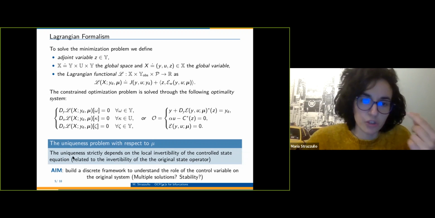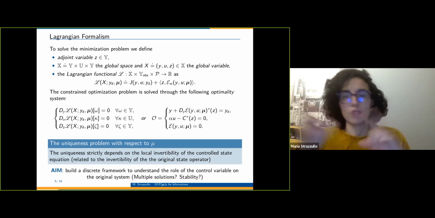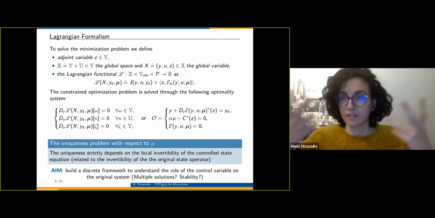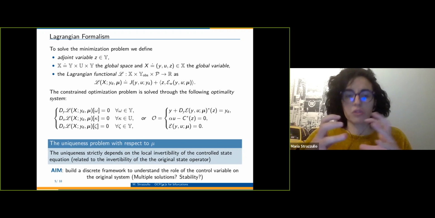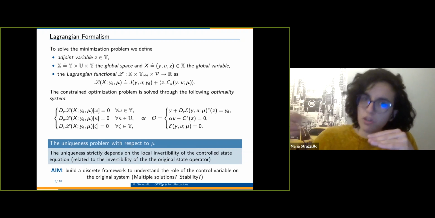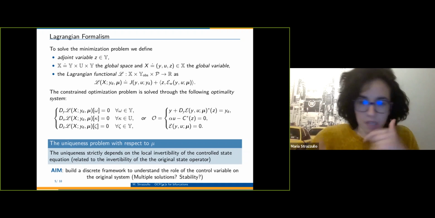Now the problem is that the uniqueness of the solution of this problem is related to the uniqueness of the solution of the state equation. So somehow the optimal control problem inherits the loss of uniqueness, the problem of the invertibility of the state equation. Our goal was to build a discrete framework that was able to understand how the control variable changes the behavior of the multiple solutions, and their stability.